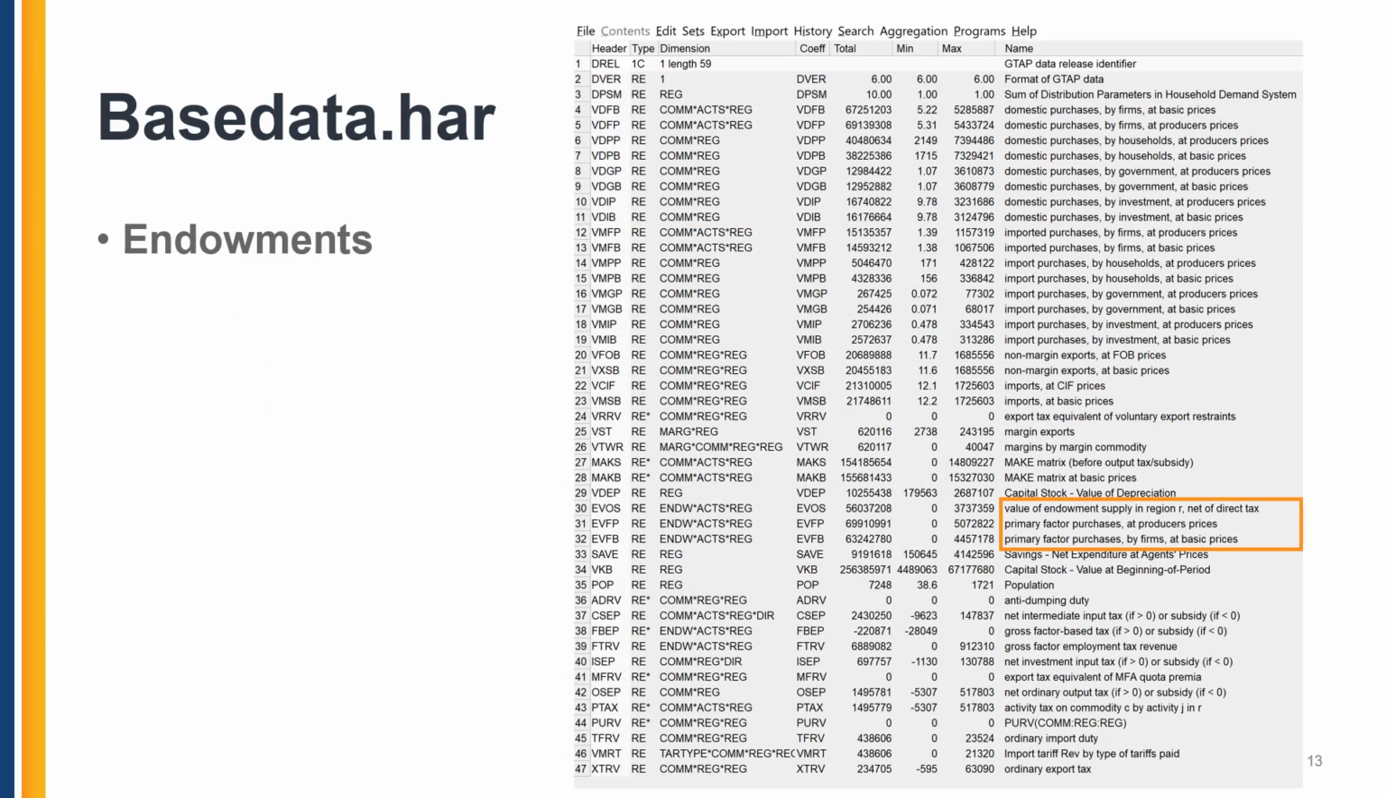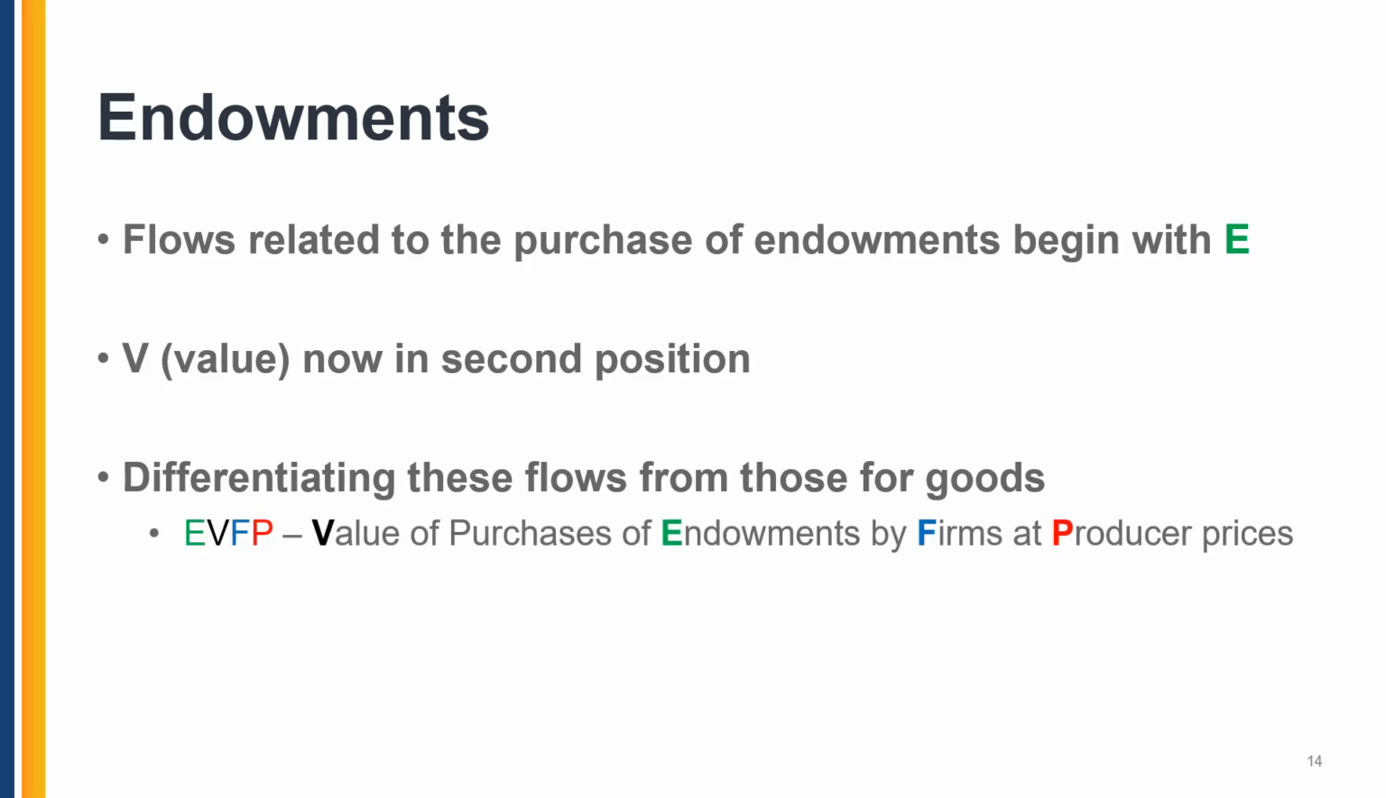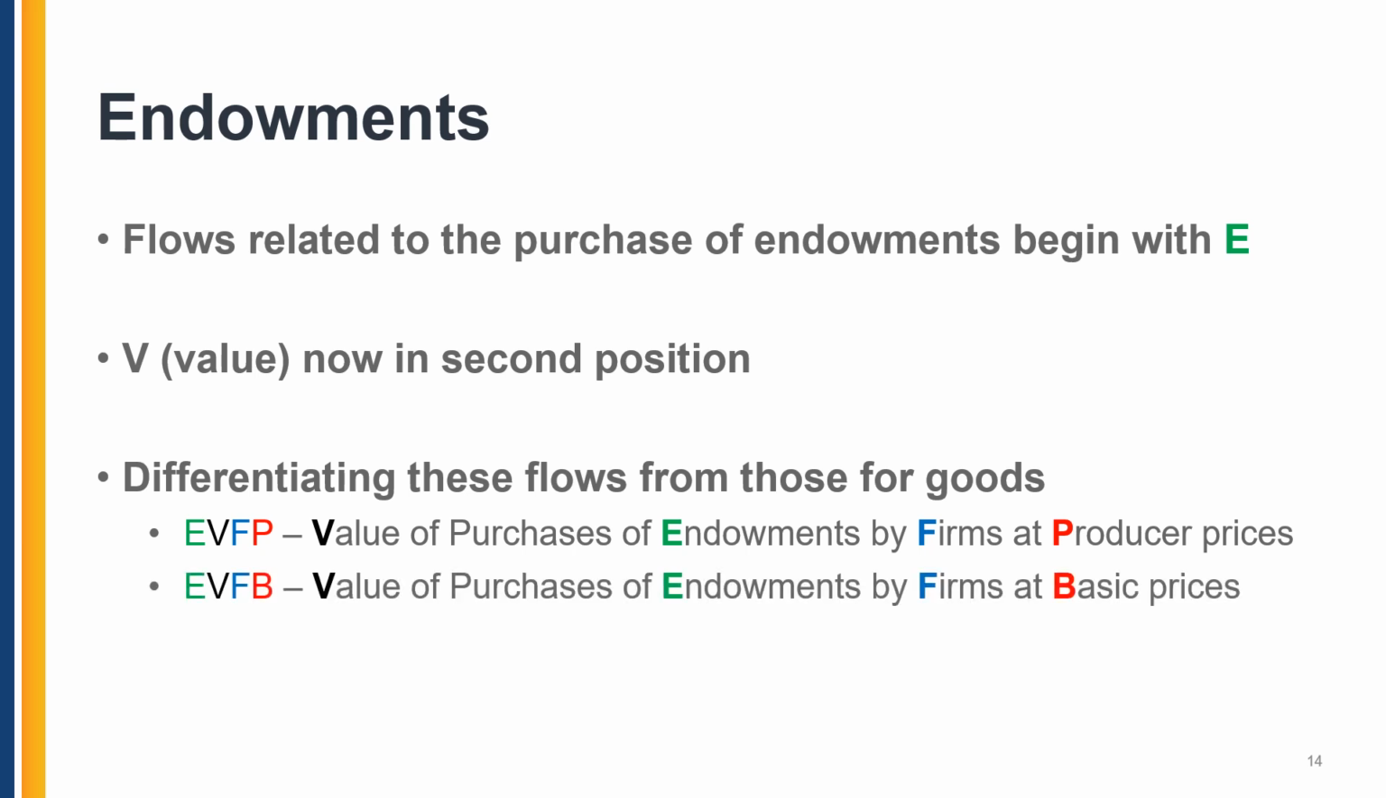Let's now turn to flows related to endowments, also known as factors. Coefficients for these flows begin with an E for endowment, while the V for value is now in the second position, which helps differentiate flows of endowments from flows of goods. In this category, we have EVFP, which is the value of purchases of endowments by firms at producer prices. EVFB is the purchase of endowments by firms at basic prices. And EVOS is the supply of endowments.